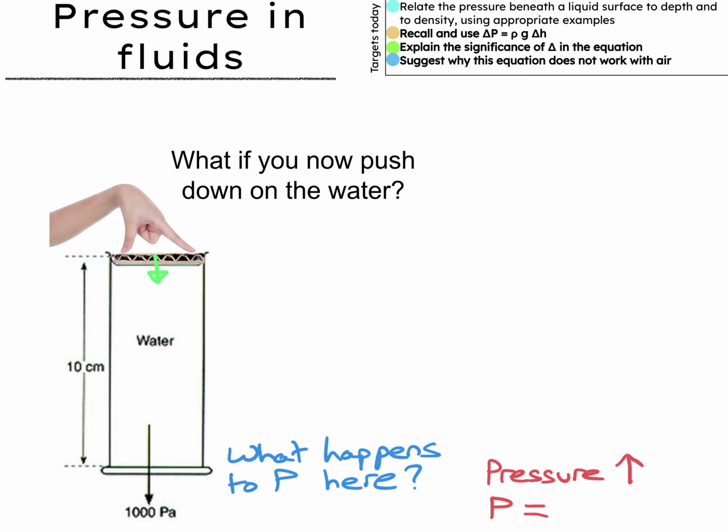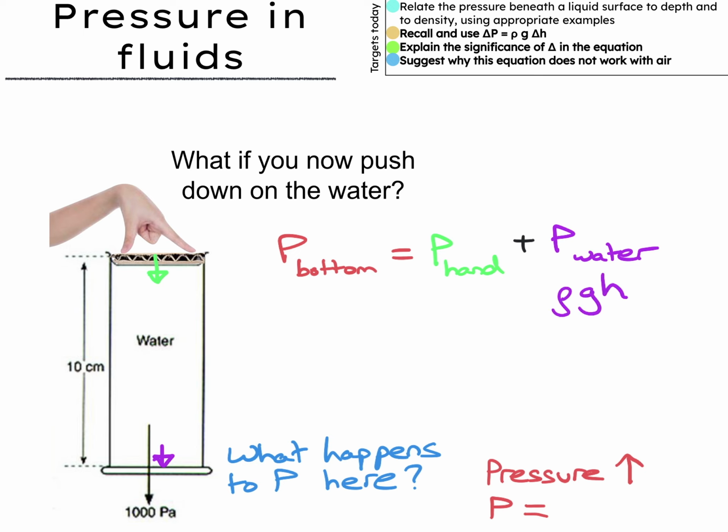Well, there's the pressure from our hand pushing down, and there's the pressure from the water as well. So the pressure at the bottom, P bottom, equals the pressure from the hand plus the pressure from the water, with the pressure from the water being given by that rho gh equation. And at the top, the pressure is just the pressure from the hand, since we haven't gone into the water yet.